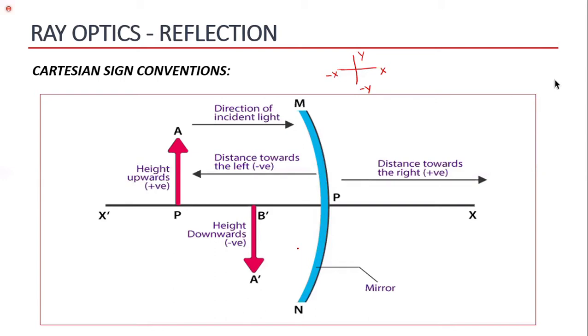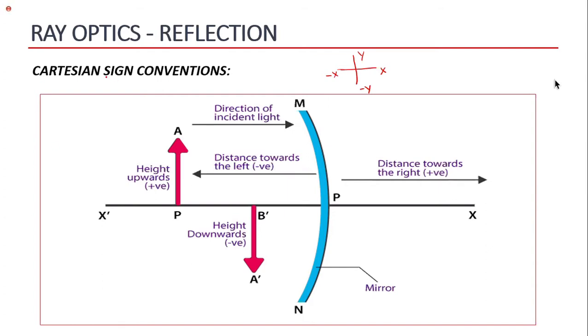Somebody will take it like this. If you are going in the direction of incident ray, they will take it as positive. If you are going in the opposite direction of incident ray, they will take it as negative. That is another kind of sign convention which others follow. But what we will be following is Cartesian sign convention.